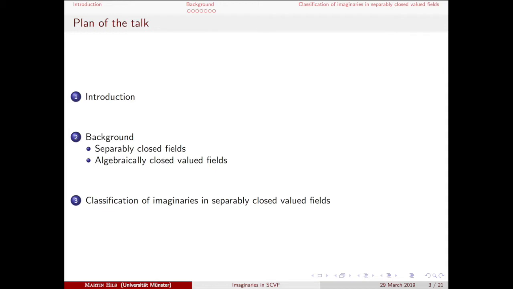So we'll start with a little introduction, and then we have 2 bricks. First, separably closed fields without valuation, whose model theory has been very well understood for a long time. I will be rather brief because maybe people are more or less familiar with the objects. And then from the valued side, the theory of algebraically closed valued fields. And then we combine the two and we'll be able to classify the imaginaries in separably closed valued fields using what was known for algebraically closed valued fields.